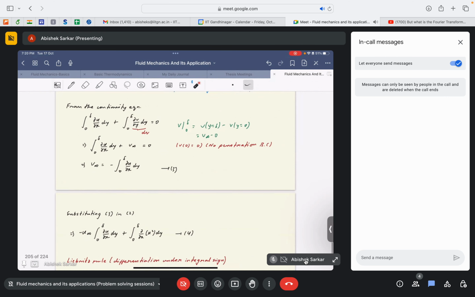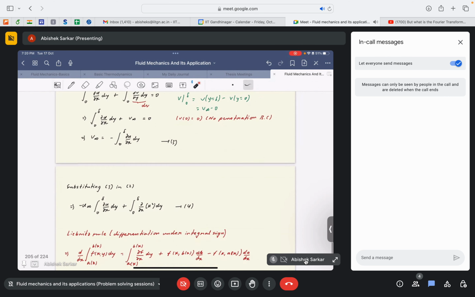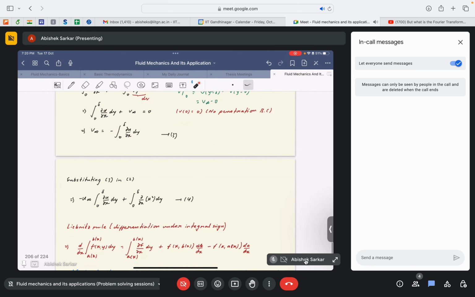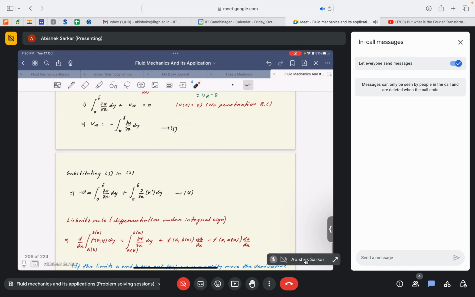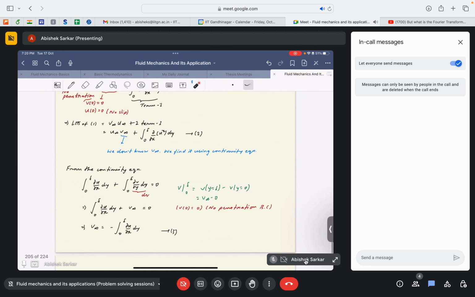If we substitute equation 3 in equation 2, I'll go a bit fast so that we can cover most of the parts, and I'll share this note so that you can revisit the steps. If you have any doubt in the steps, you can stop me and ask, or write in the chat, no issues. So if we substitute equation 3 in equation 2, we get this form of the equation. Now, equation 2, if we go back, yeah.